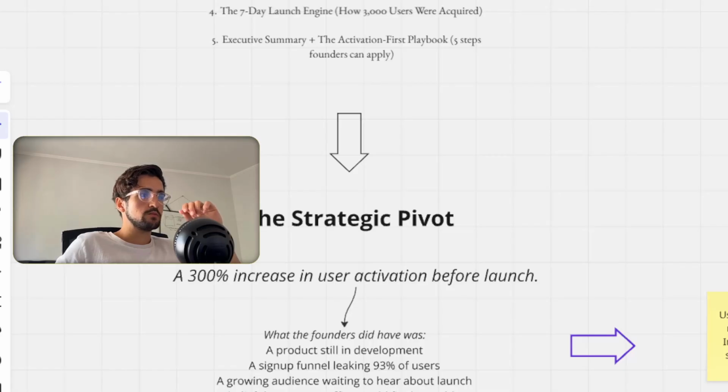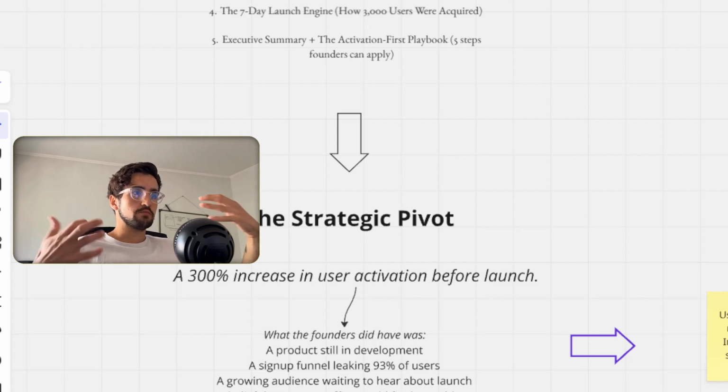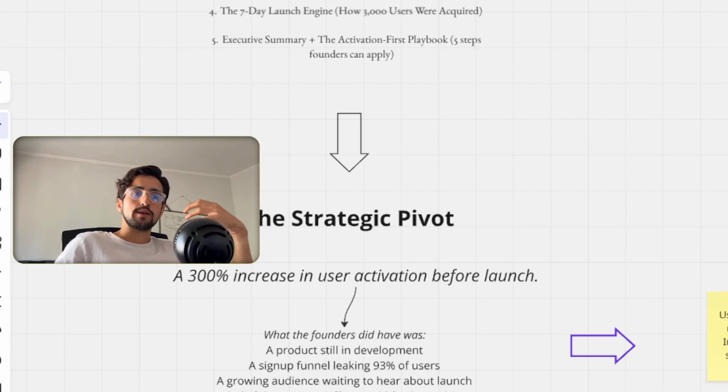So the name of the company is usergrowth.io, and most people who reference the usergrowth.io case study focus on the headline: 3,000 users acquired in the first 7 days after launch. What almost no one notices, and what this guide is built around, is the real growth inflection point that made that result possible. And that's why I'm creating this guide for you.